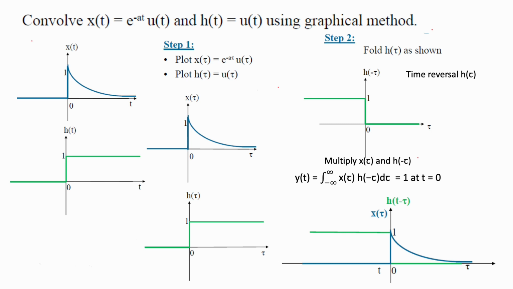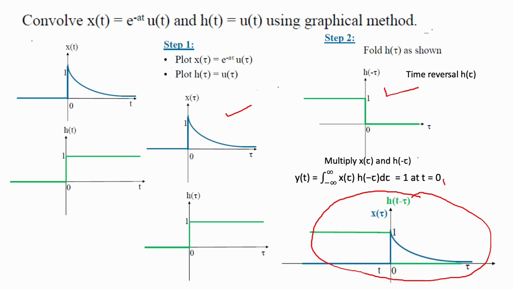Multiply x of tau, h of minus tau. Okay, the product is drawn here. This is the product of x of tau, h of t minus tau. At t equal to 0, you see both signals, the amplitude becomes 1. That is written here. The first step, that is step 2, is over.